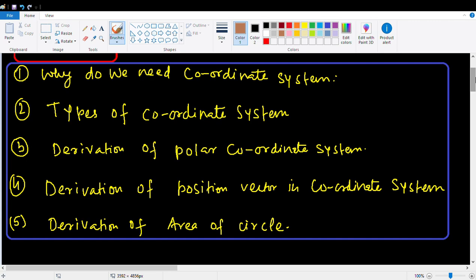Now, let me first describe why we need the polar coordinate system. In simple words, to locate an object's position, we need a coordinate system. For example, suppose you are on Earth and you want to track your position, so what you are going to use is GPS. Now GPS is going to give you some coordinates, some degrees north and some degrees south. These coordinates are simply longitude and latitude.